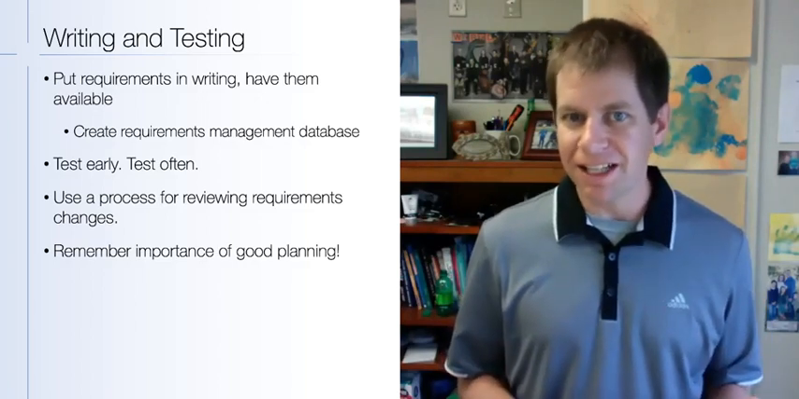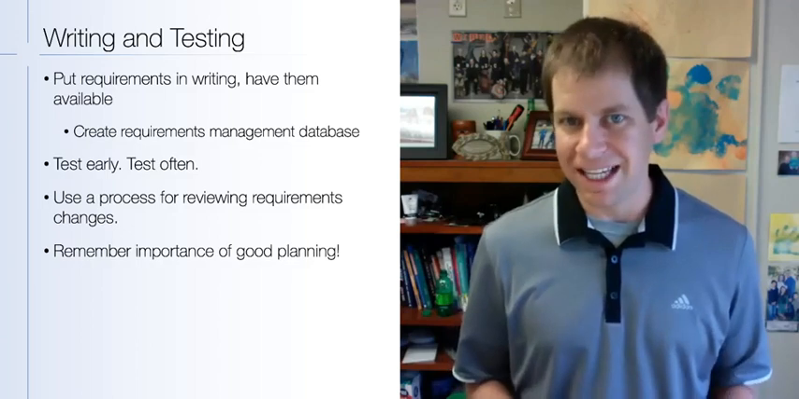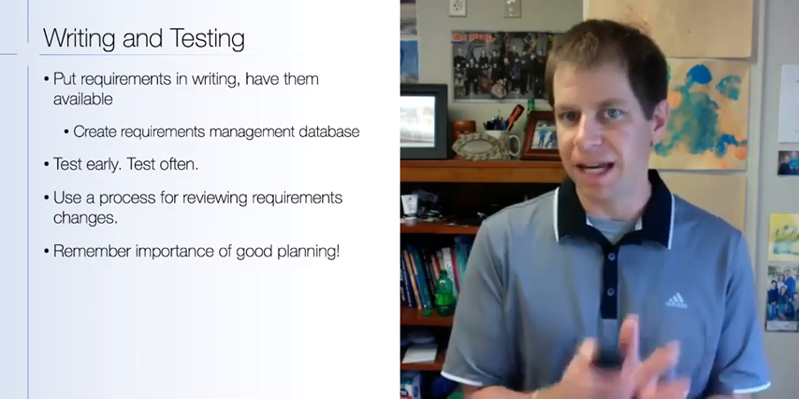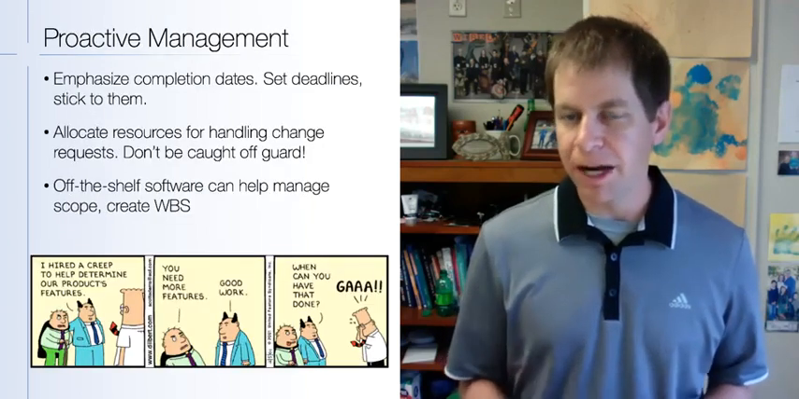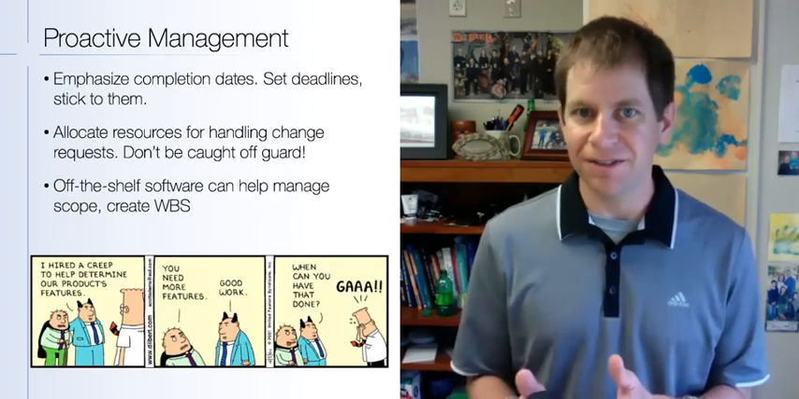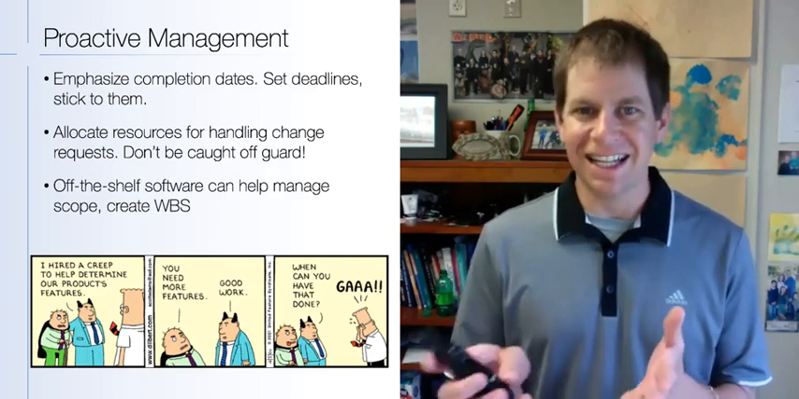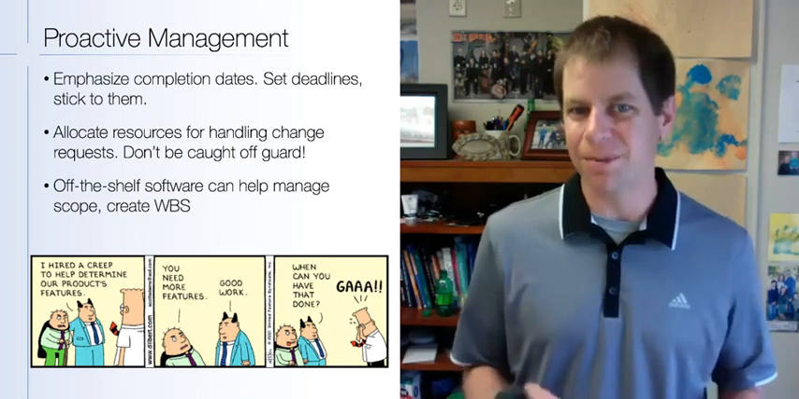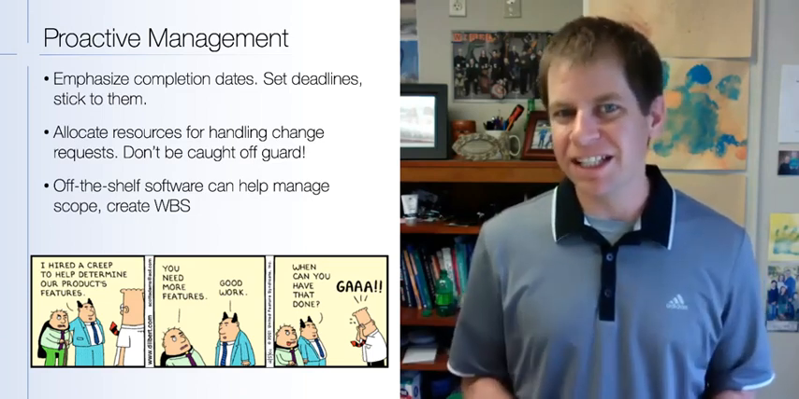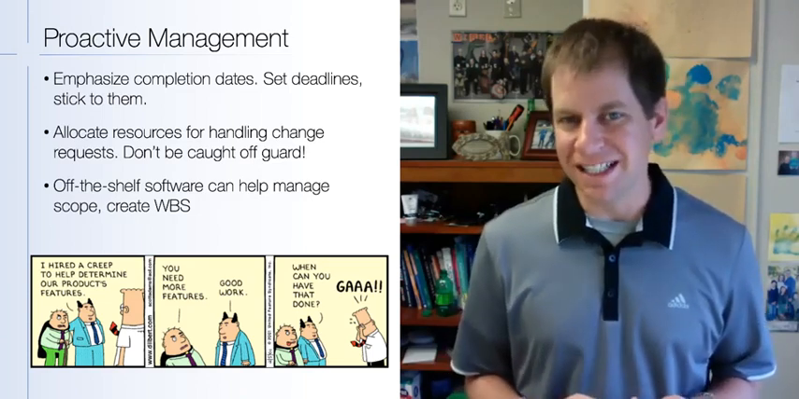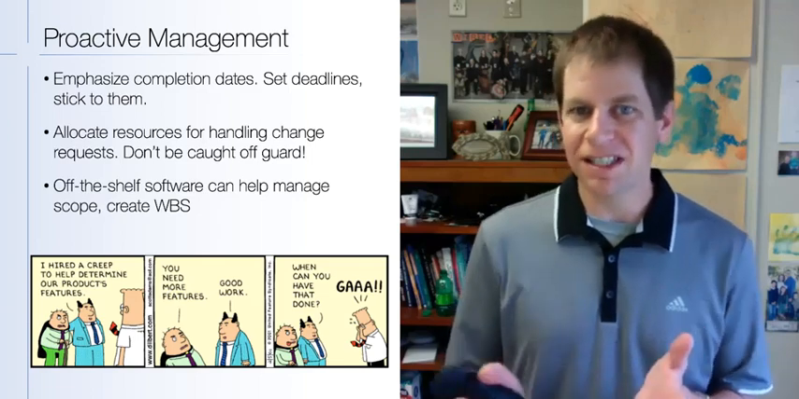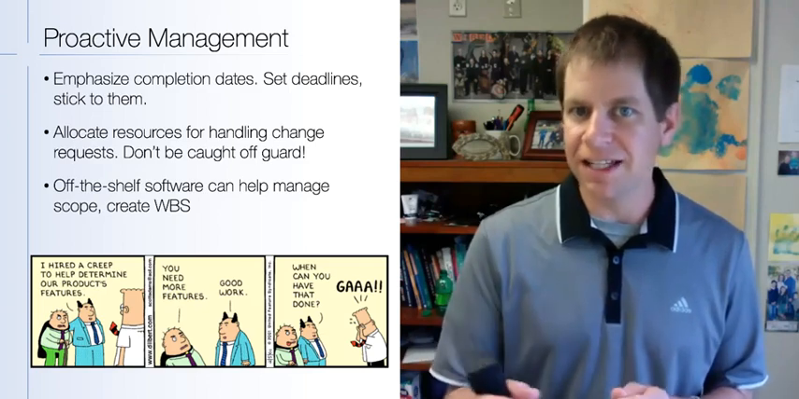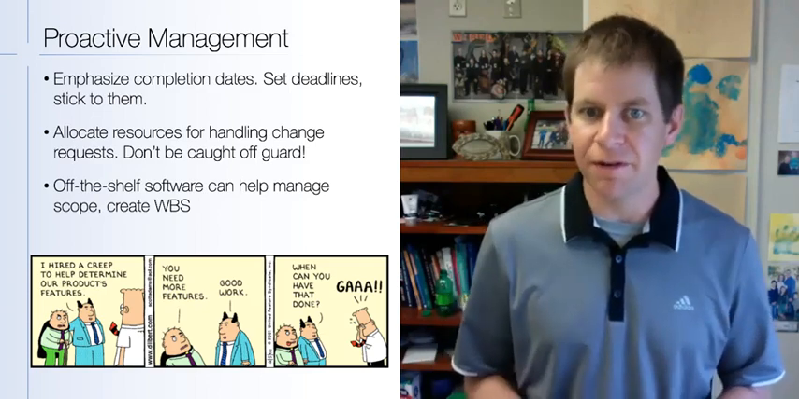A lot of this goes back to the importance of good planning. It's difficult to overstate how important the early planning stages are in terms of managing things like scope. Proactive management prevents a lot of problems. A proactive manager will emphasize completion dates and set deadlines and stick to them. Of course, there's some variance that you can allow for, but the more you can plan things out in advance and then stick with those plans, the better it's going to be for everyone.